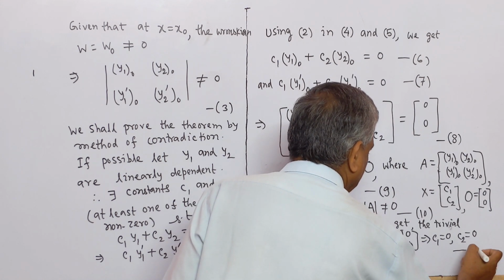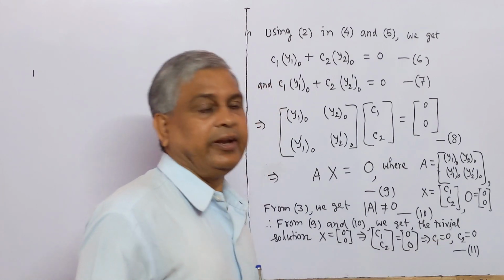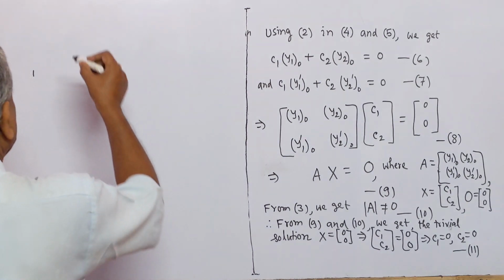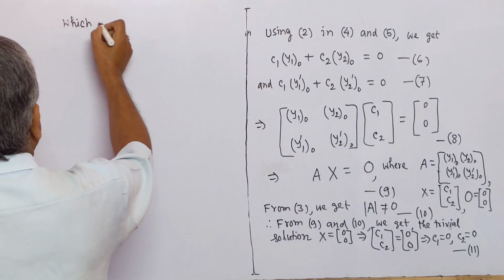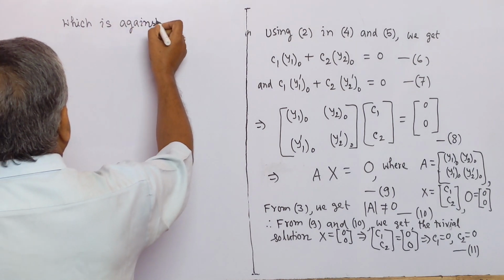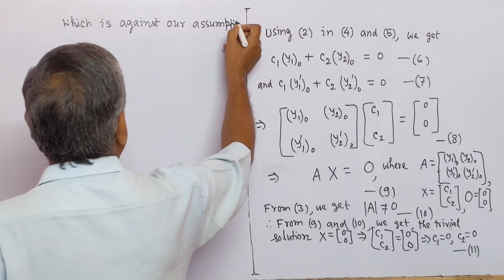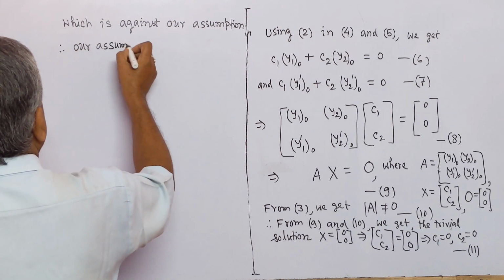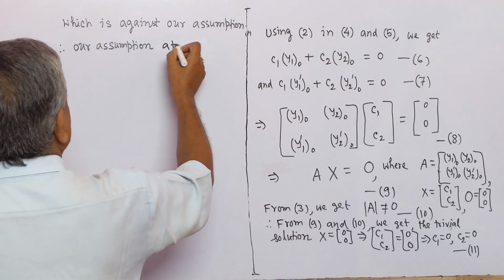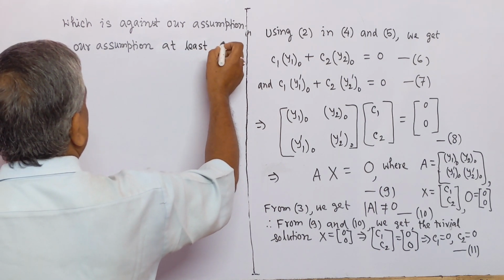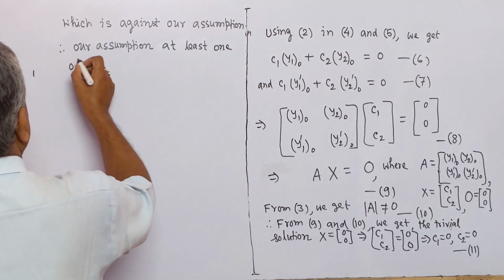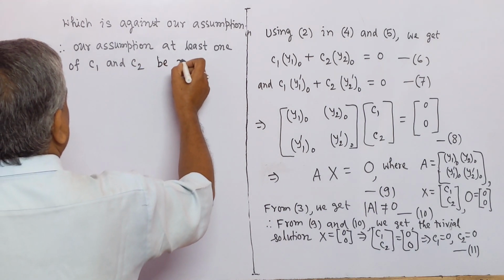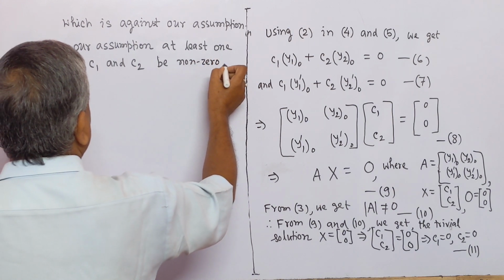This is 11. In 11, we get C1 equal to 0, C2 equal to 0, which is against our assumption. Therefore, our assumption that at least one of C1 and C2 be non-zero is wrong.